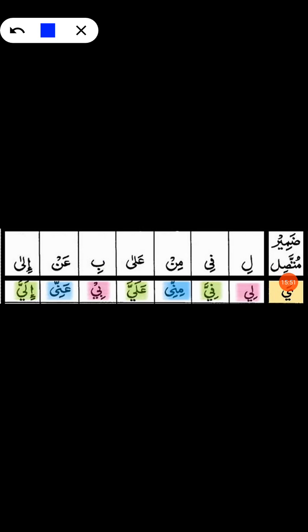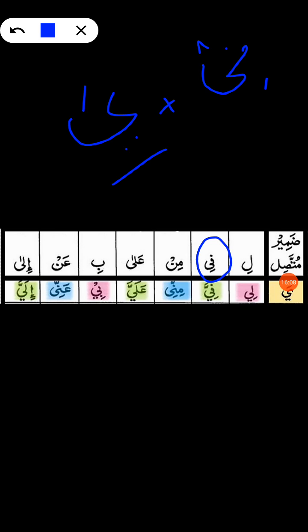Then we have a jar majrur fragment with fi. What happens? We have our fi, and we add it with ya mutakallim. What does it become? Fiya. Why? Because this ya and this ya fuse together and we get fiya, as you can see here.